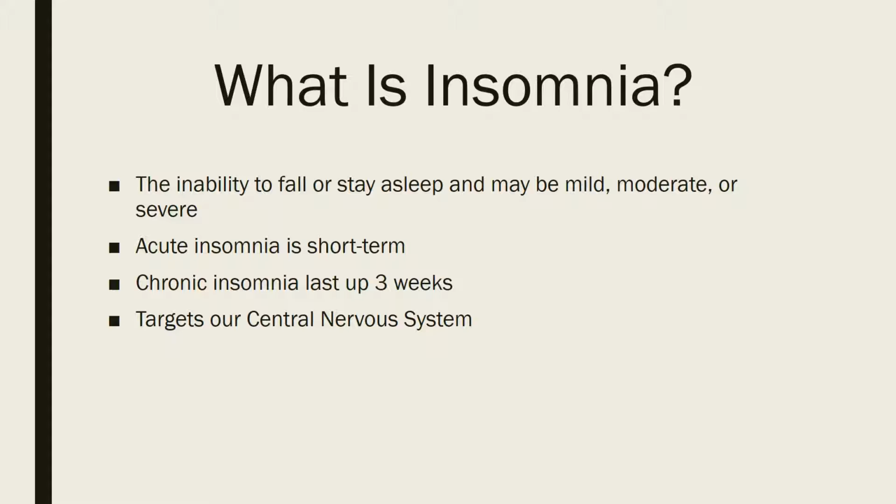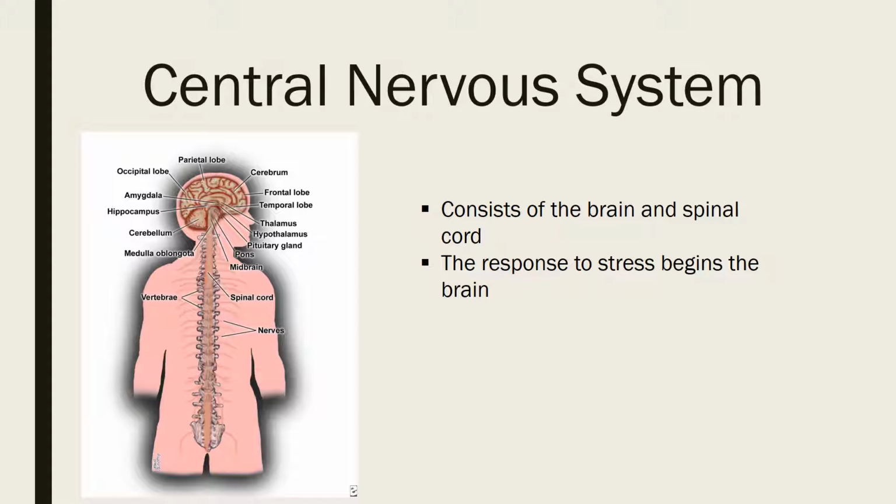To be diagnosed with chronic insomnia, it needs to last more than 3 weeks. Causes of chronic insomnia include underlying psychological disorders like depression and anxiety, or even chronic stress. Insomnia is the result of our central nervous system being targeted. Our central nervous system consists of the brain and spinal cord. The image on the slide is a good illustration of the CNS and the parts of the brain.